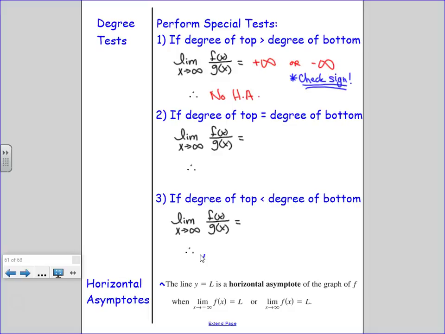Number 2, what if they're equal? Do you guys remember what to do if the degrees of top and bottom are equal? Leading coefficient. The ratio of the leading coefficients.